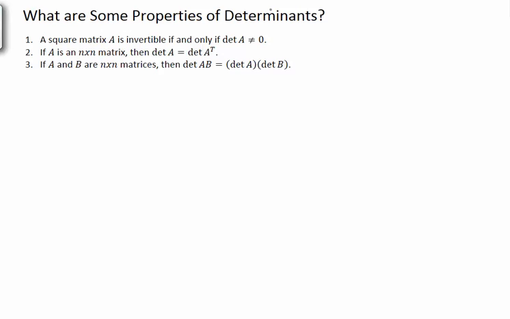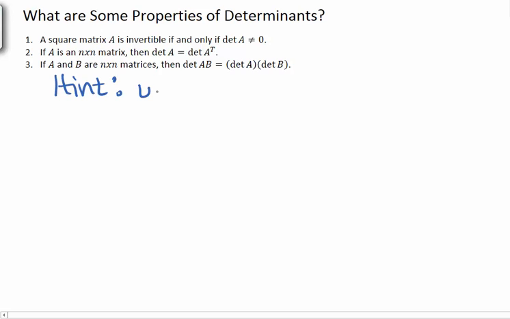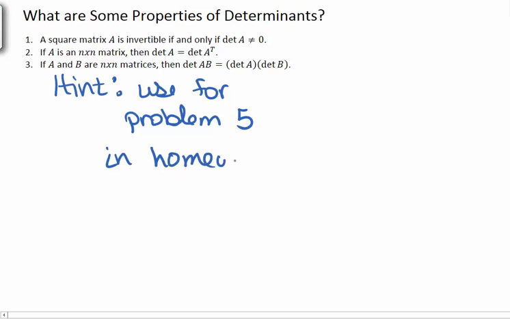The final one, determinant of AB is equal to the determinant of A times the determinant of B. So this one is very, very nice when you're dealing with theory and proving things. And I'm going to highly suggest that number 3 you use for problem 5 in your homework. So that should give you the hint that you should be multiplying some matrices there.